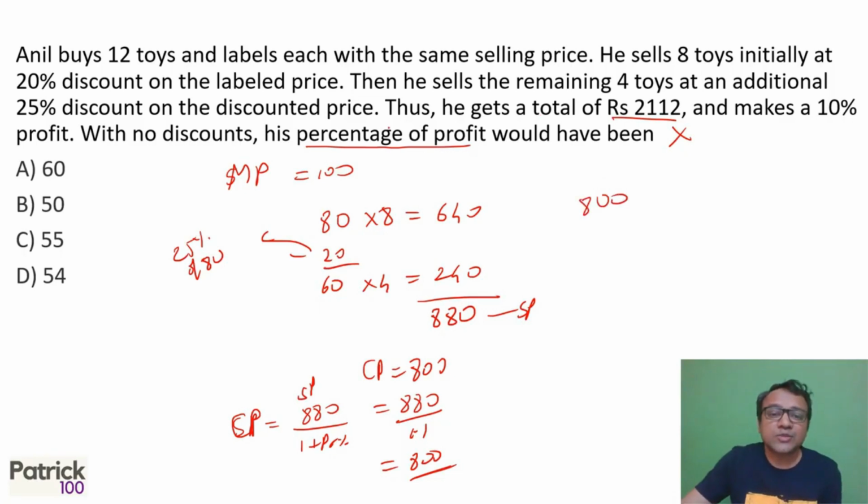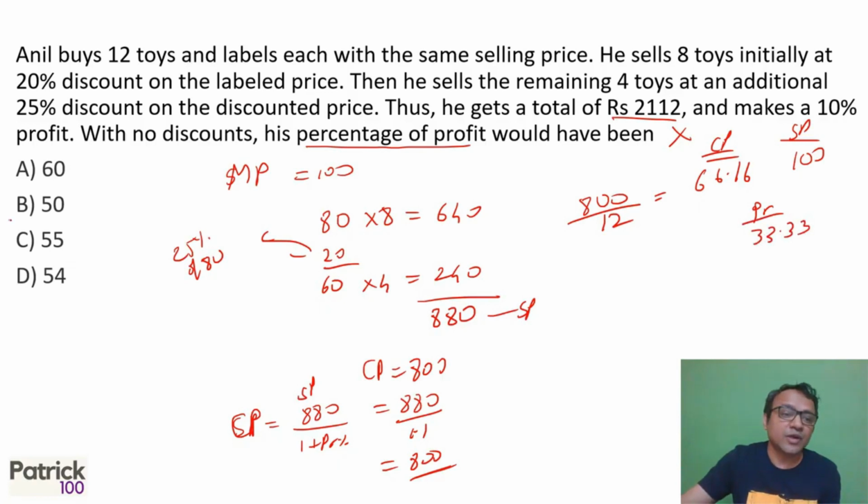If the cost price is 800, that is for 12 toys. So per toy, the cost price will be 800 upon 12, which comes to 66.66. If I sell at the mark price, my selling price will become 100. So my profit will become 33.33, which is 50% profit, option B. My cost price becomes 66.66, my selling price becomes 100, so profit becomes 33.33. Straight away, 50% profit will give you the answer.